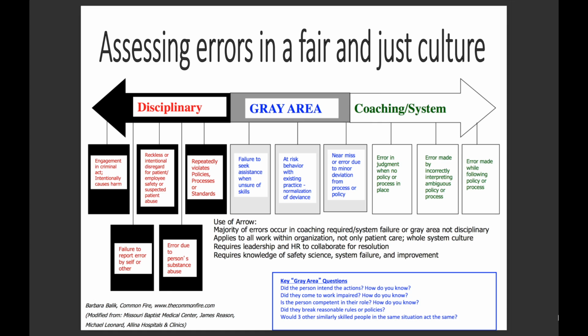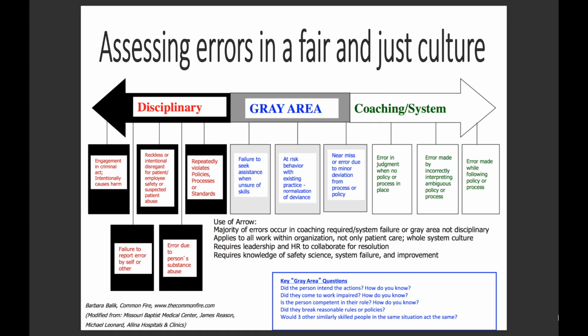On the one extreme to the left is disciplinary action. And where your disciplinary action needs to occur, let's say there's 100% agreement that the behavior involved was deviant, it was criminal, it was intentional, it was reckless, it violated a rule that was, let's call it a red rule, a line that everyone in the organization understands you can't cross. If there was patient abuse or if you routinely violated standards. So let's take hand washing. Let's say you repeatedly violate policies, procedures, of standard of hand washing, that might lead to disciplinary behavior.